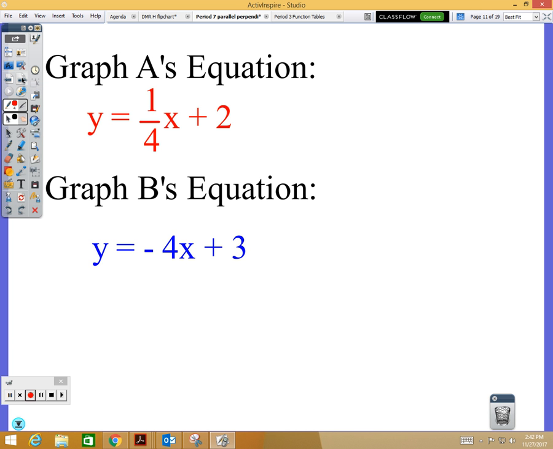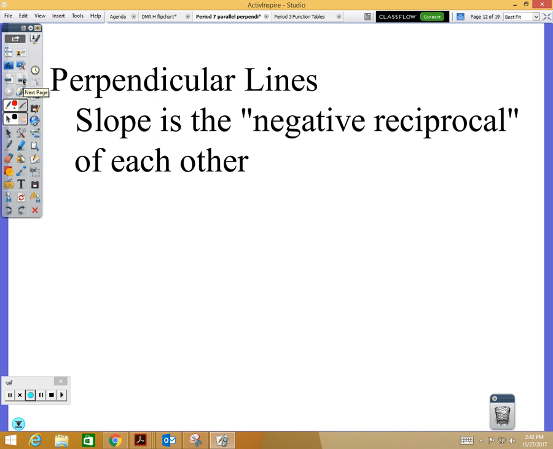Cool. So here is what we want to say about that. Perpendicular lines, the slope is the negative reciprocal of each other. So if it starts off negative, then a perpendicular would be positive. If it starts off positive, then the perpendicular would be negative. But we're doing the reciprocal, flipping the fraction. If it's a whole number, write it as a fraction, then flip it. Just like you would when you're dividing fractions.